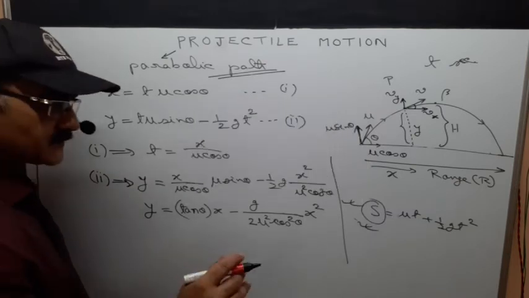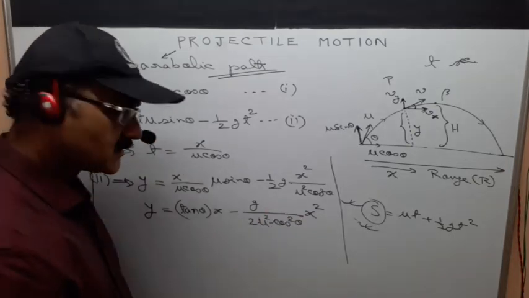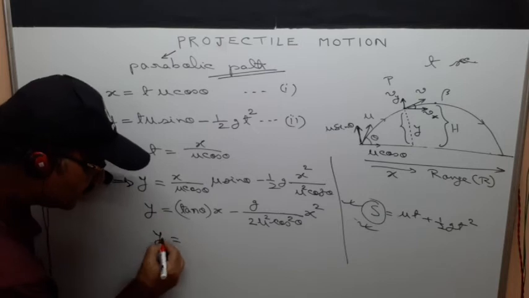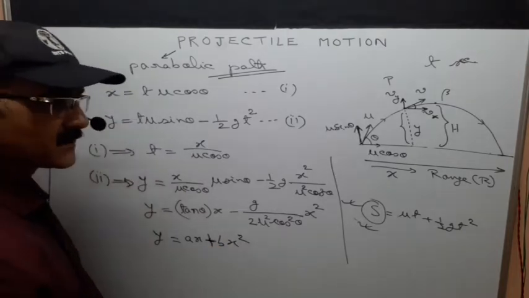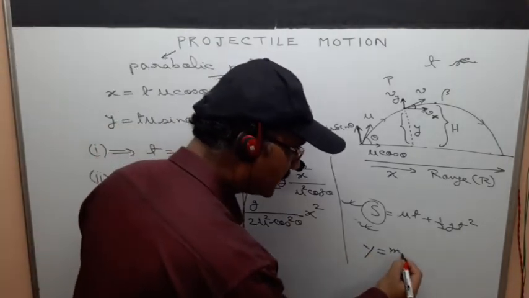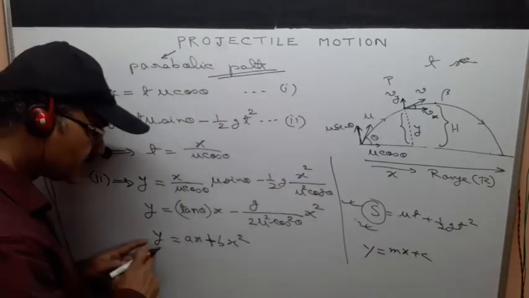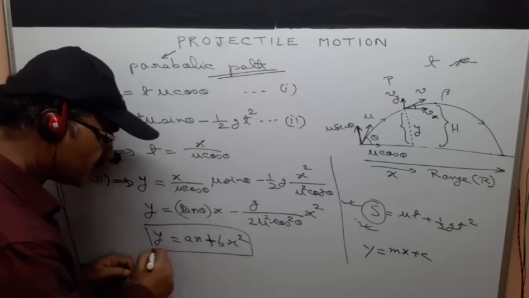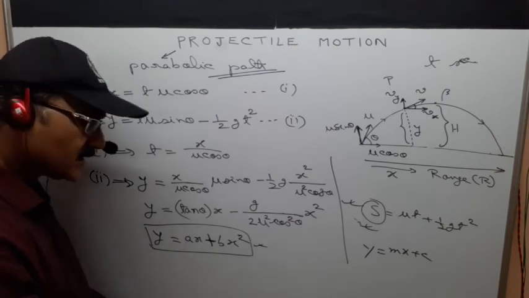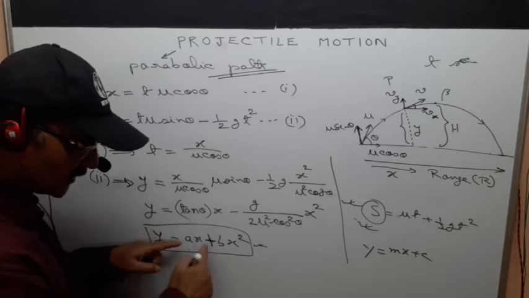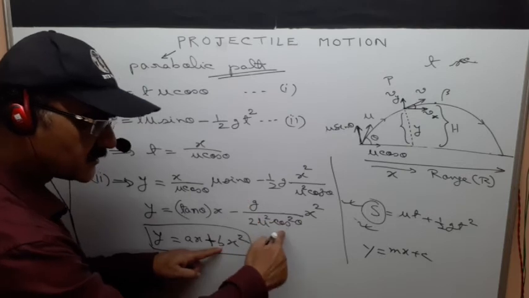Now this equation is an equation of a parabola. The standard equation of a parabola is ax plus bx square, like the equation of a straight line is y equal to mx plus c. Similarly, there is a standard equation for a parabola, which is this. If you haven't learned it yet, you will learn it in mathematics. Now if you compare this with that, a is tan theta here, b is this quantity here.